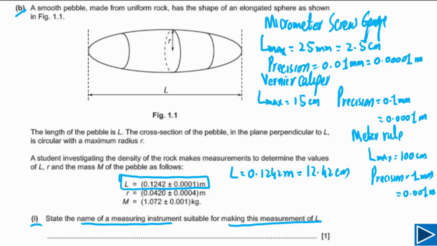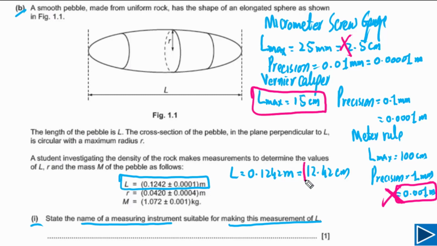Now we have to choose the best instrument among all these. These are 3 common instruments used in the physics lab. First, let's look at the micrometer. We cannot use it, because it can only measure up to 2.5 centimeters. If we look at the meter rule, its precision is less than the precision of the given data, so we cannot use the meter rule. So the only possible instrument now is the vernier caliper, and this can measure up to 15 centimeters.